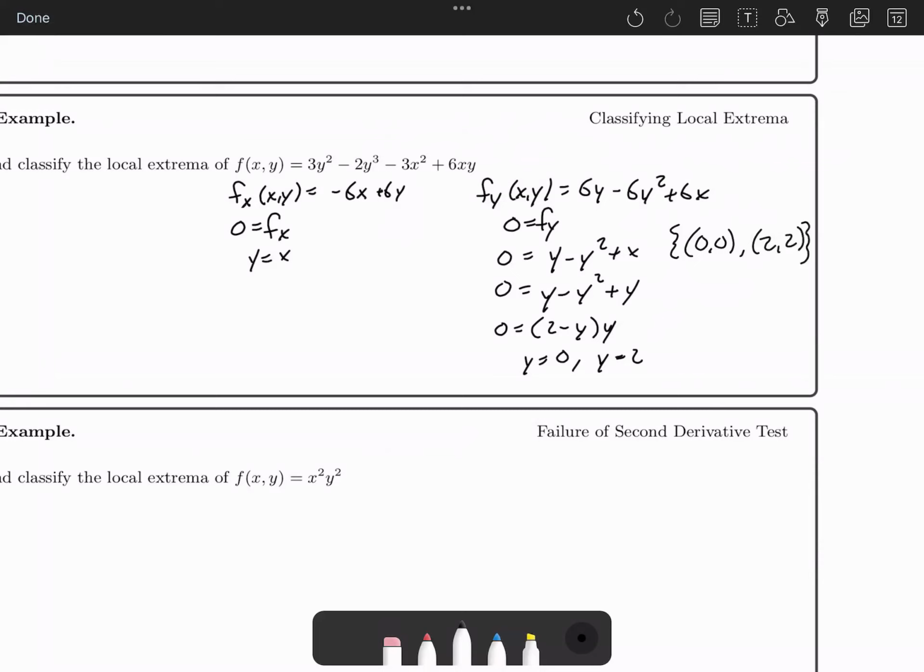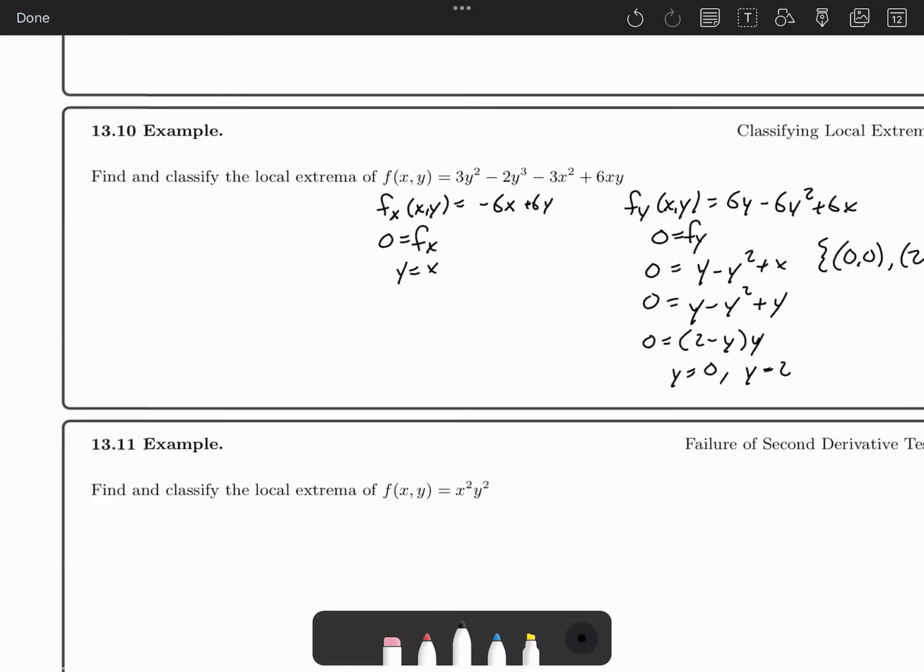Okay, so these are local extrema, so they don't have to be bigger than every other point or smaller than every other point. So we don't want to just evaluate this function at these points and then see which one's bigger or smaller. We need to use our second derivative test to figure out the concavity of this function at those points.